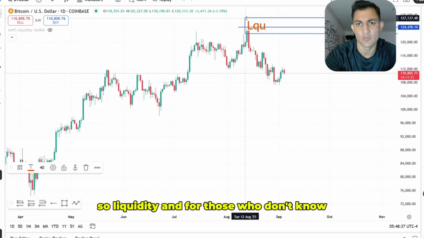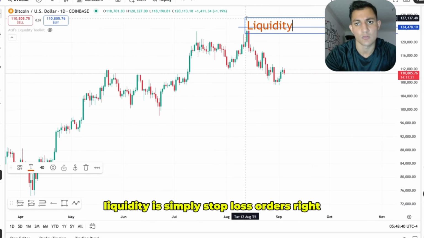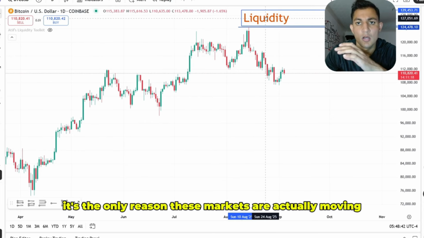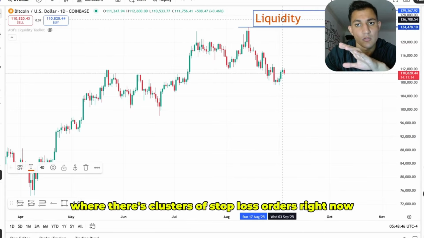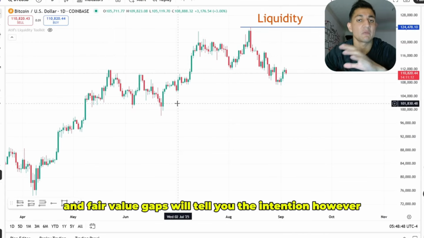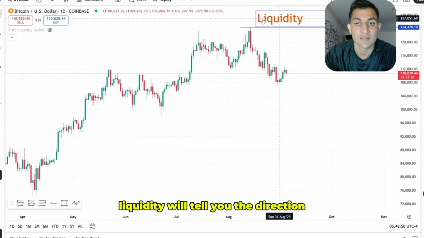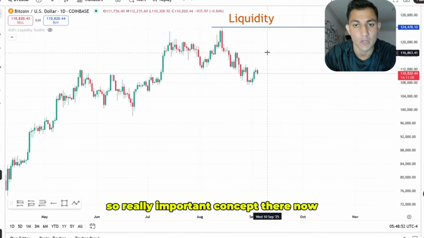So liquidity, for those who don't know, is simply stop loss orders. It's the only reason these markets are actually moving, for liquidity, for stop loss orders, where there's clusters of stop loss orders. Now, order blocks and fair value gaps will tell you the intention. However, liquidity will tell you the direction. So really important concept there.